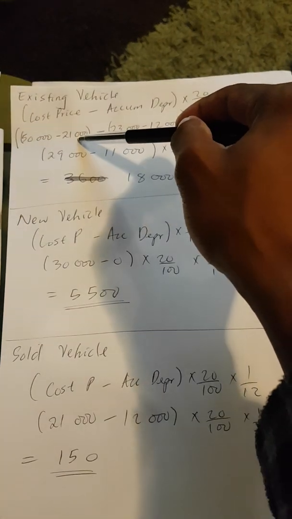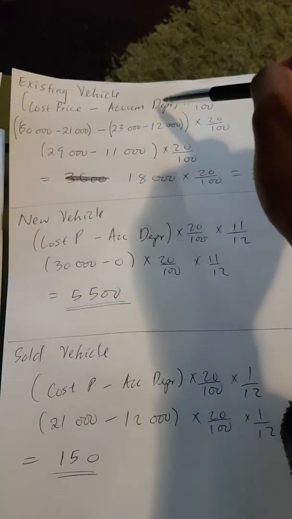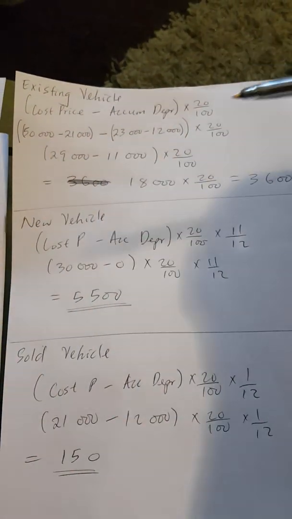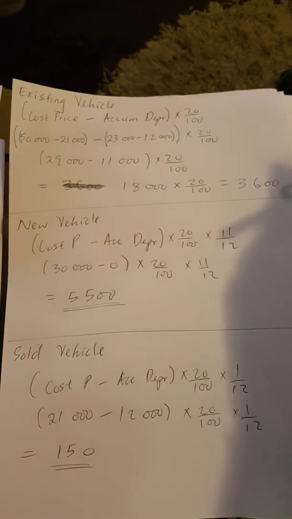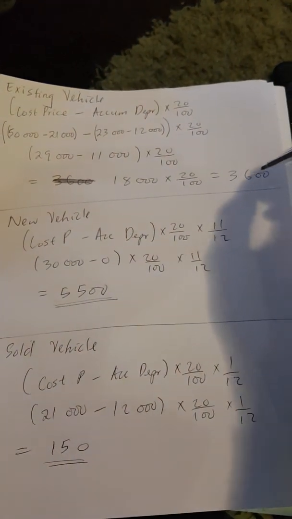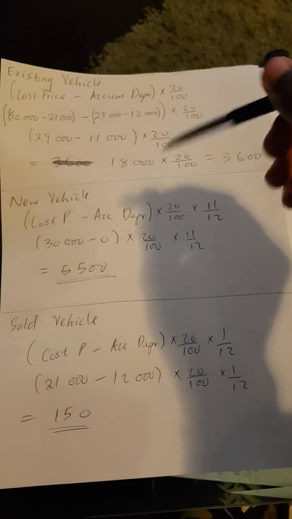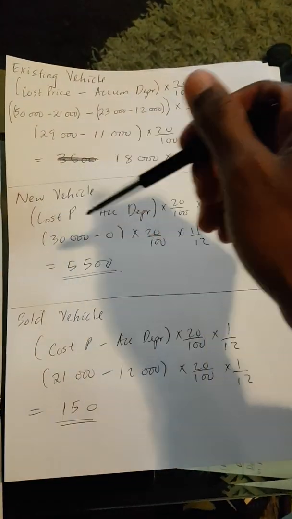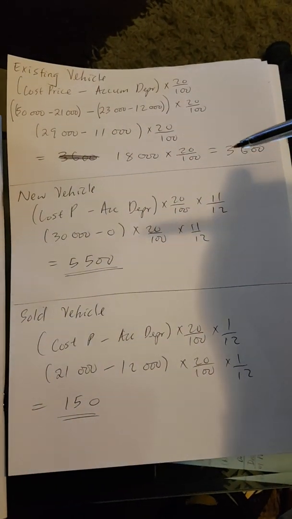After you subtract the cost price of the disposal and the accumulated depreciation of the disposal from the cost price at the beginning of the year, and then multiply by 20%, you get depreciation of 3,600. So remember we bought another vehicle; the new vehicle purchased during the year is for 30,000. So what are you going to do now?